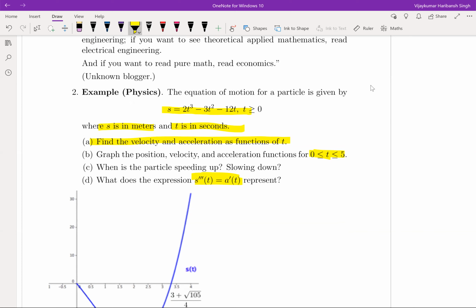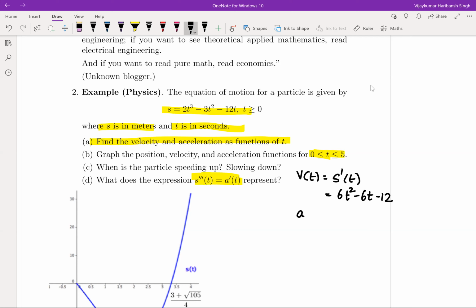So first thing, we know that velocity is the derivative of the position. So we have v(t) is s'(t), and that is the derivative of 2t cubed, which is 3 times 2 times t squared, which is 6t squared, again minus 6t minus 12.